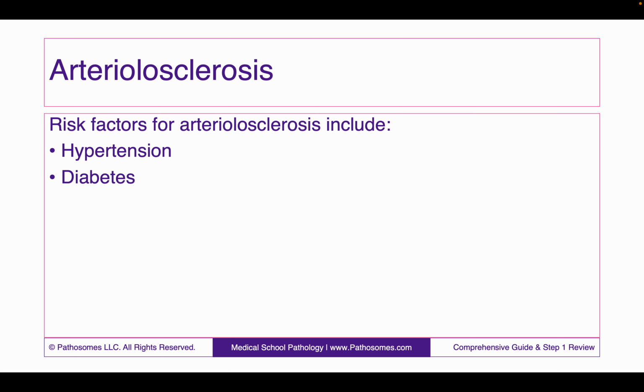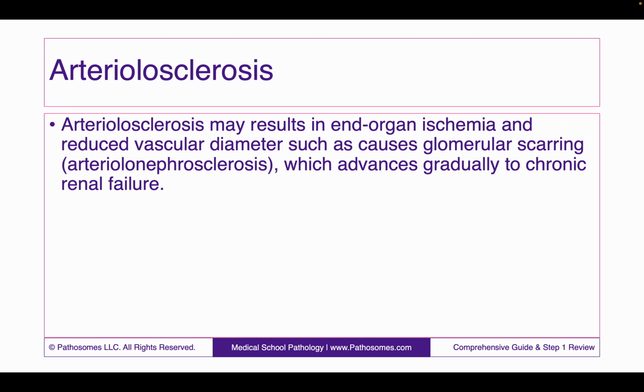And risk factors for arteriolosclerosis include hypertension and diabetes. Arteriolosclerosis may result in end organ ischemia and reduced vascular diameter, such as the causes for glomerular scarring, like arteriolonephrosclerosis, which advances gradually to chronic renal failure, right?